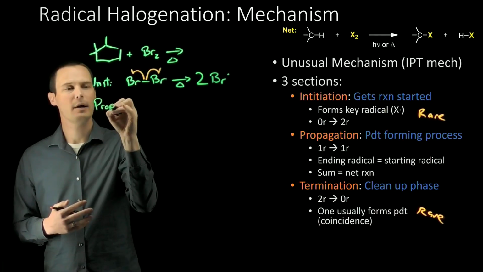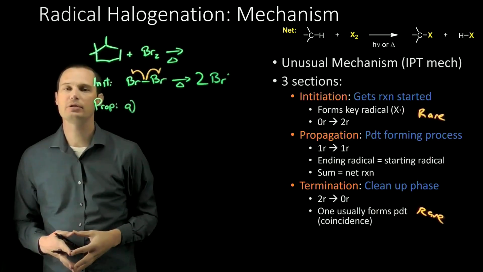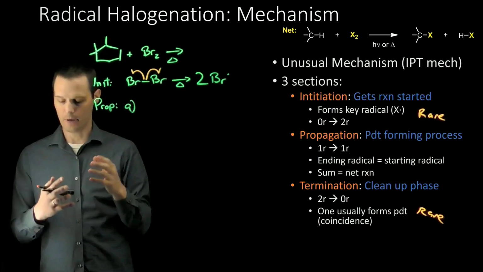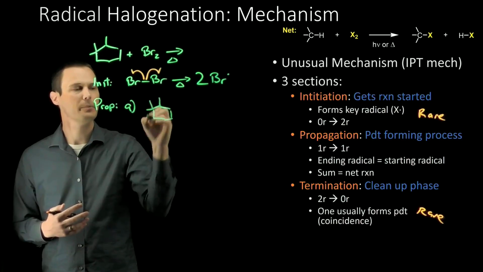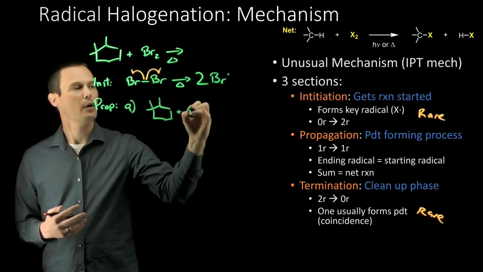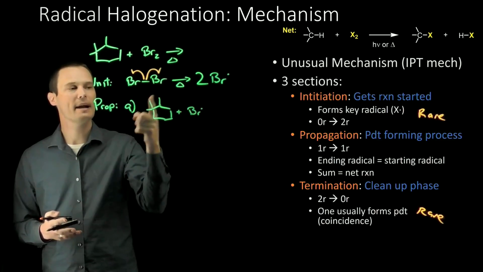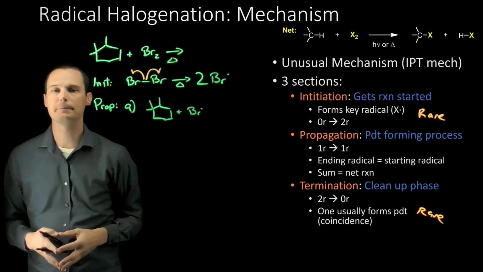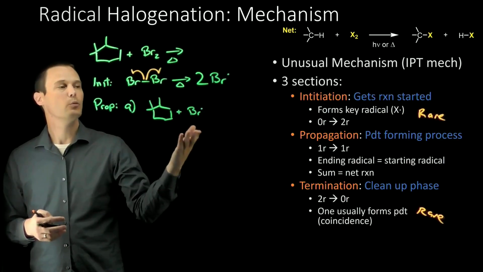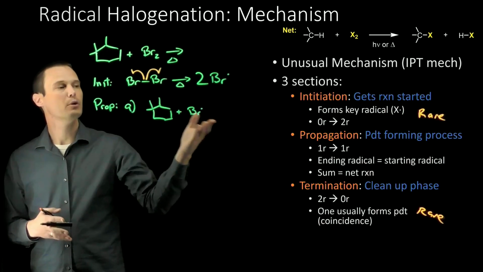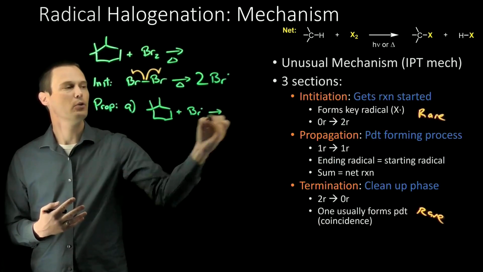If we go into propagation, there are going to be 2 propagation steps for this reaction. The first step, propagation step A, we're going to start with our organic starting material, and we're going to use our bromine radical to abstract a hydrogen from our starting material. One of these hydrogens is a weaker CH bond than the rest, and we will abstract that hydrogen to form the most stable carbon radical that we can.